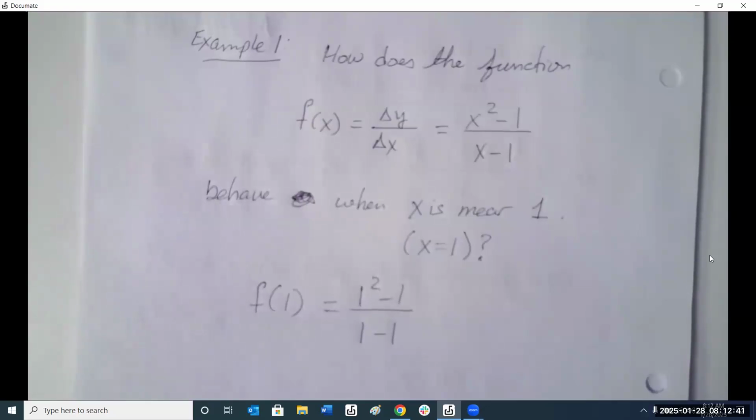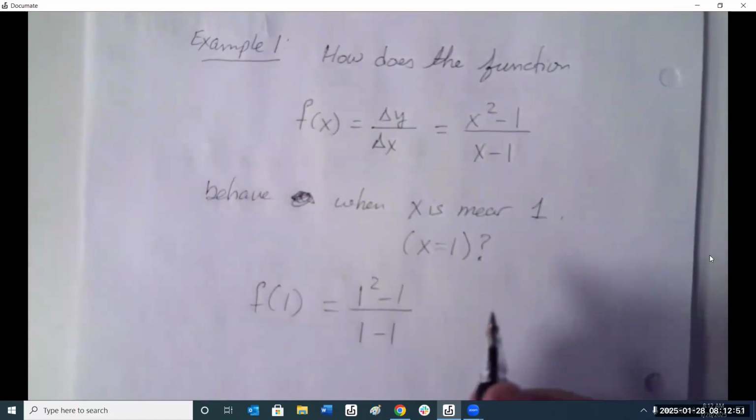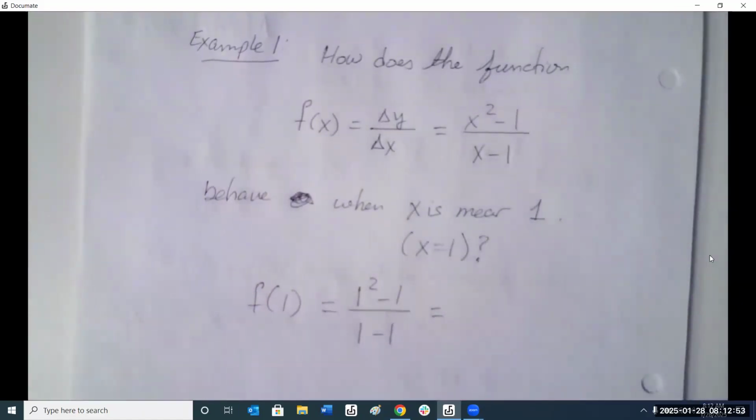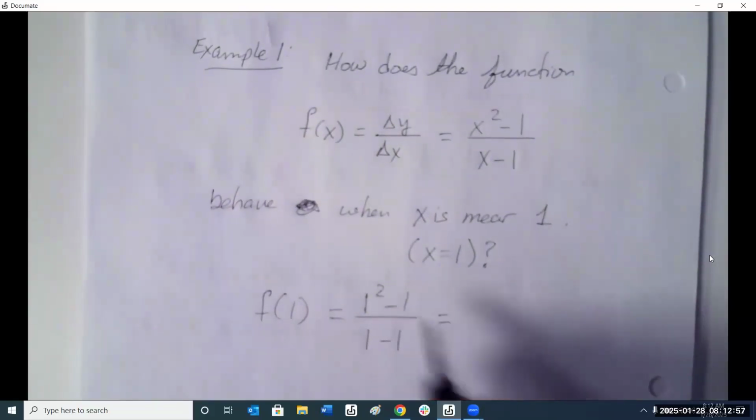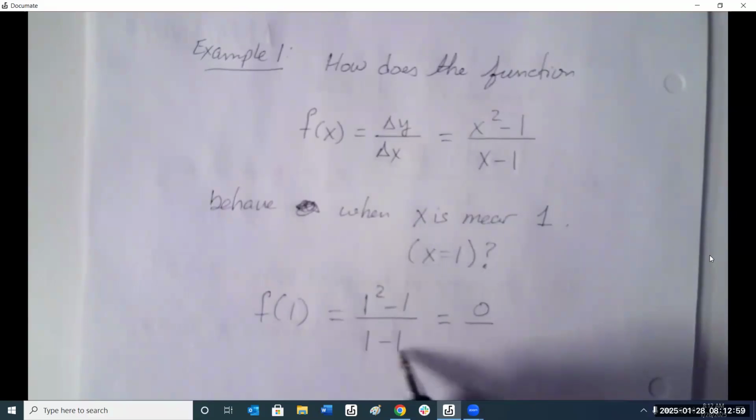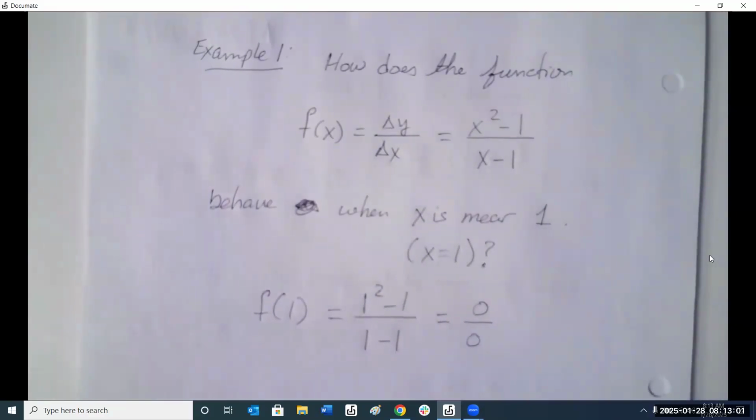Anybody else? Well, give me some values. Give me numbers. What does the top become? 1 squared is 1. 1 minus 1 is 0. 1 minus 1 is 0. It's undefined. Does not exist. Yes.